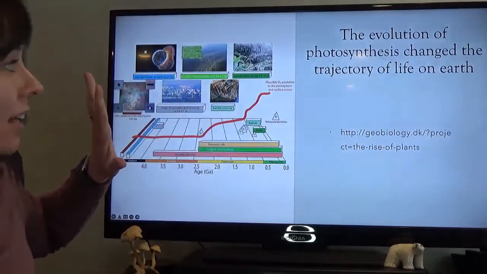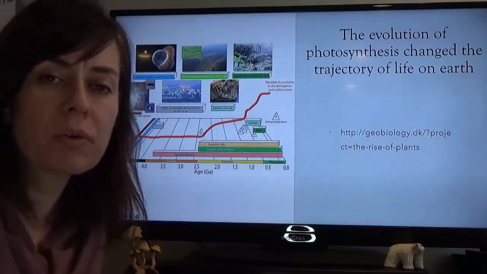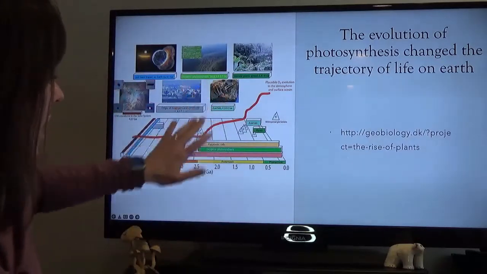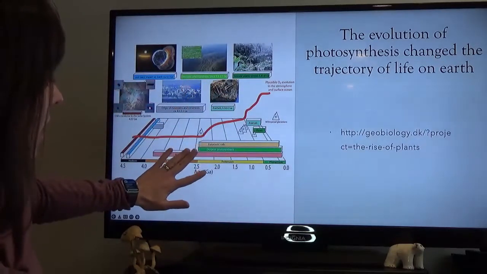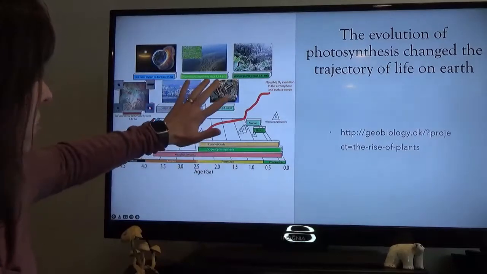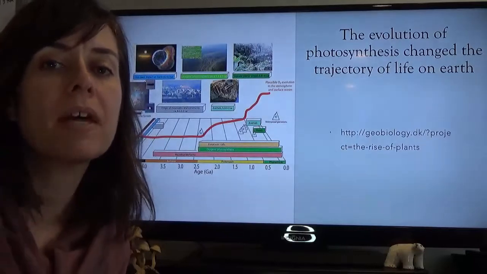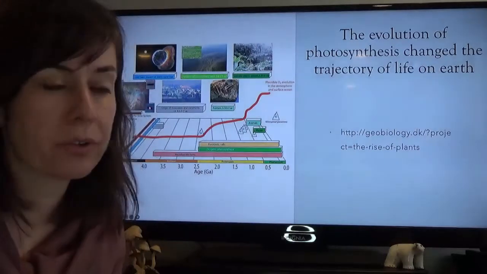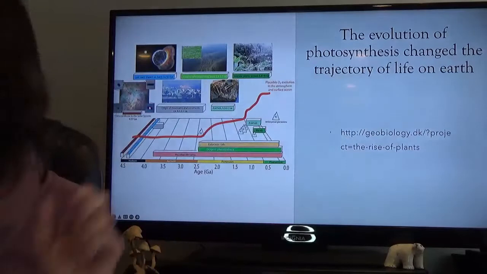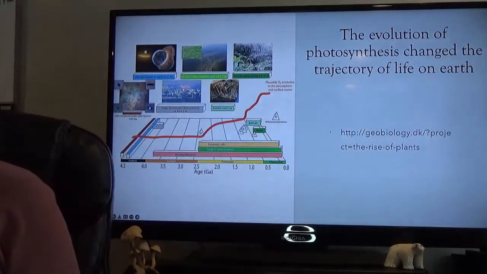So evolution of photosynthesis that happened a really, really long time ago, way back here, between 3.8 and 2.5 billion years ago, was a really pivotal moment on Earth. Okay, so photosynthesis, very important.